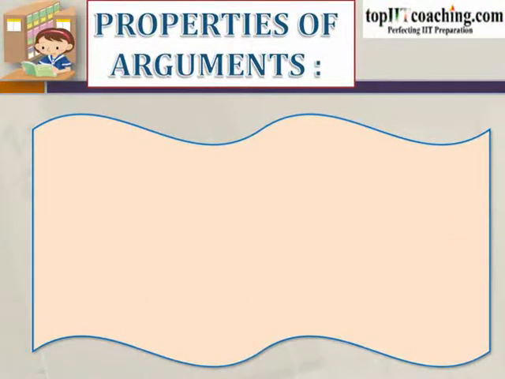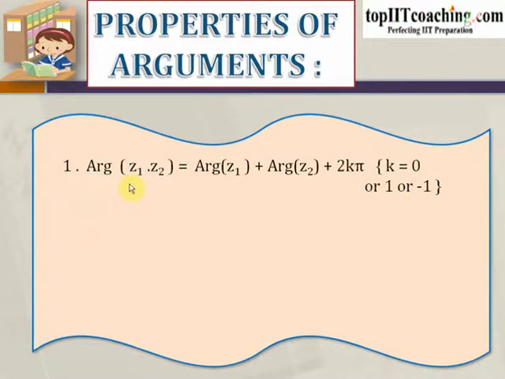In a previous lecture we defined what an argument of a complex number is. Now let's see some of the very important properties of arguments. The first is: argument of z1 into z2 is equal to argument of z1 plus argument of z2 plus 2k pi, where k is equal to 0 or 1 or minus 1.